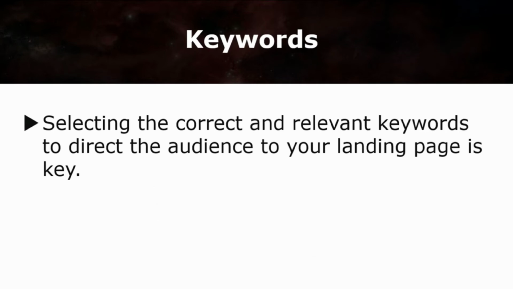Then, once you're set up, it's time to delve into the building blocks, which is understanding what makes Google AdWords work. Keywords. Selecting the correct and relevant keywords to direct the audience to your landing page is key. As the advertiser, you select a keyword that a searcher might type in when they search for their particular interest on the Google search engine. Then you create an advert that will appear on the SERP based on the keywords.